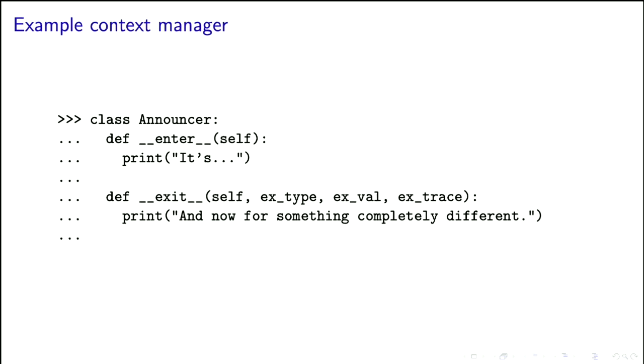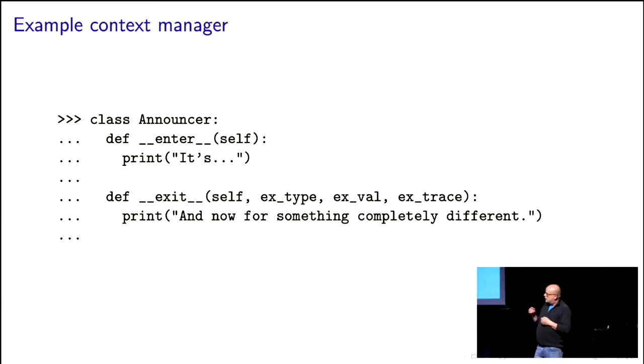So here's a very simple example of a context manager. I have an enter that says that when we enter the code block by the with, we're going to execute that thing. It's going to print its message. I have an exit. We'll talk about its argument types in a minute. But when we exit the code block for any reason, we're going to print that message.